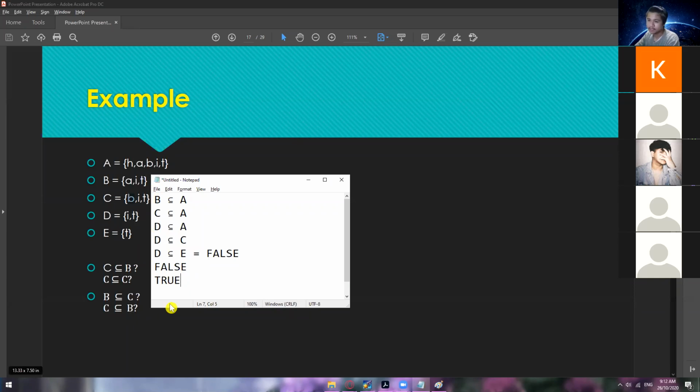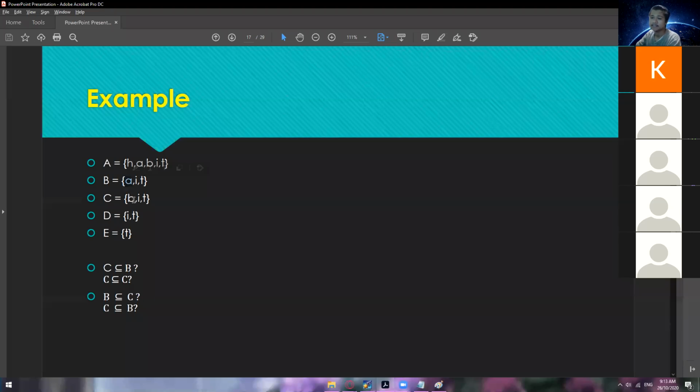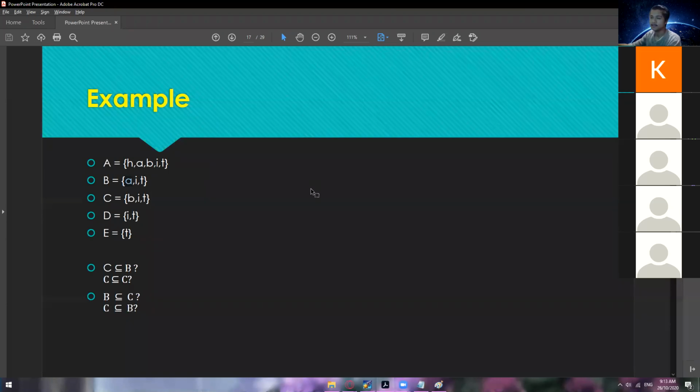How about B is a subset of C? False. So this one is false. Kasi meron nga tayong I sa B again, pero hindi naman natin mahanapan yung element A sa set C. Okay. How about the last one? C is a subset of B. Naulit yata, so don't mind this one. False, sir. This one is also false. Okay, so ganun lang naman kasimple yung idea or concept ng subset.